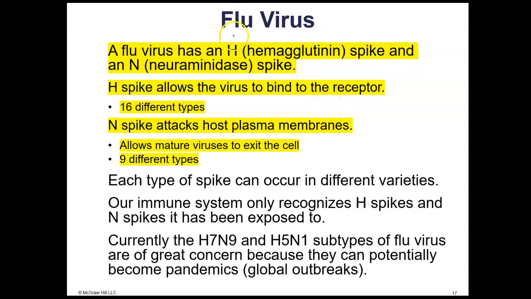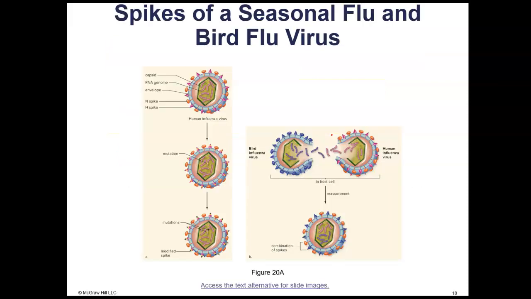Now, flu viruses have 2 spikes. They have an H spike and an N spike. The H spike allows the virus to bind to the receptor on the host cell. There are 16 different types of H spikes. And then the N spike attacks the host cell plasma membrane, and that allows mature viruses to leave the cell. There are 9 different types of N spikes. So the type of spikes determines the vaccine that has to be made for that flu virus. Now, this is showing you how the human influenza virus, which causes the flu, mutates.